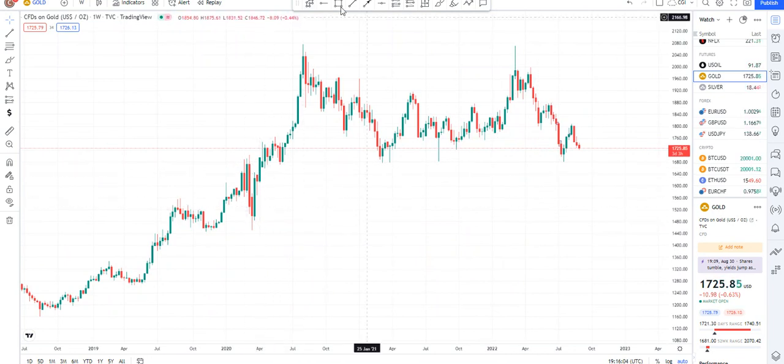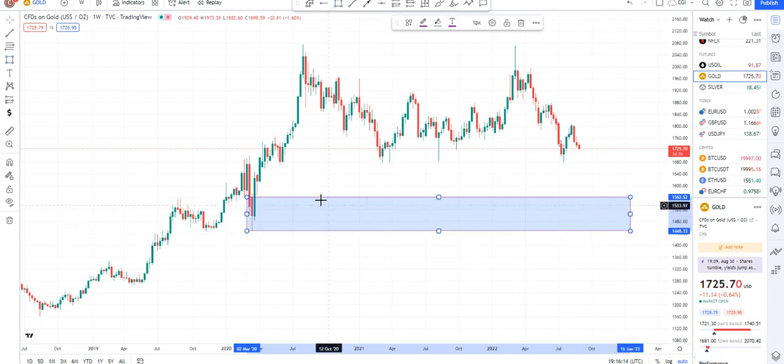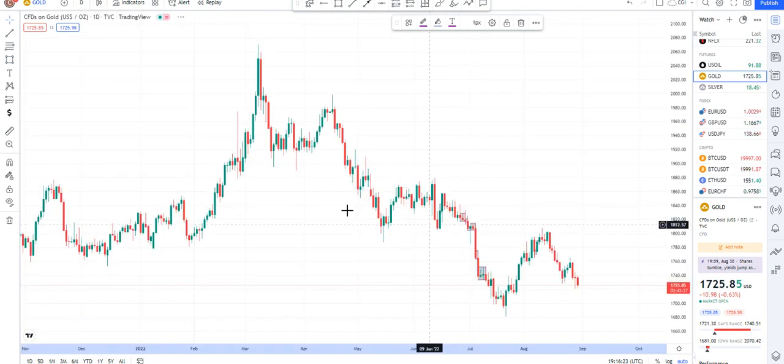I can say this is my order block on the weekly chart, and at this point I will stop selling gold. At this point I'll stop looking for opportunities to sell gold on the daily chart. So I'll now go down to the daily chart and look at it.